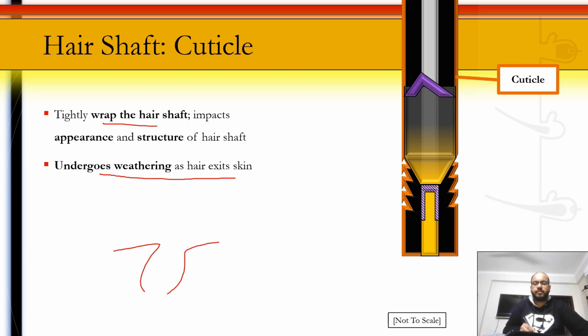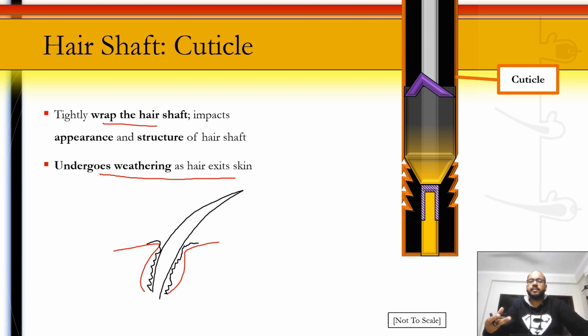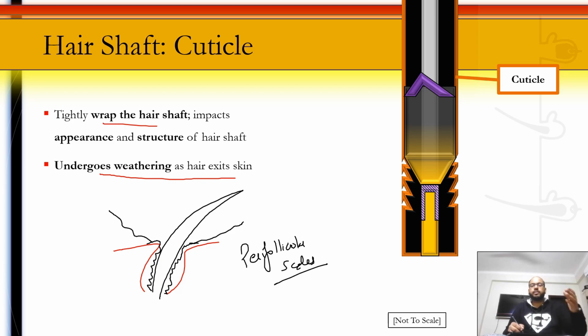It undergoes weathering as hair exits the skin. So as the hair exits the skin, this cuticle undergoes weathering. It weathers off. Sometimes when the inflammatory process is high, or if proper follicular keratinization is not happening, you might see it as perifollicular scales. This cuticle is actually a part of perifollicular scales. Clear? So this is the importance of the cuticle. It tightly wraps and impacts the appearance and structure of the hair shaft.